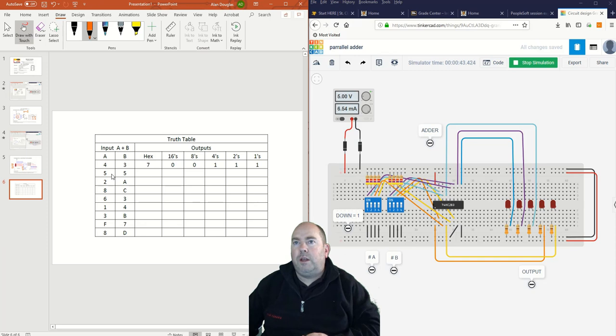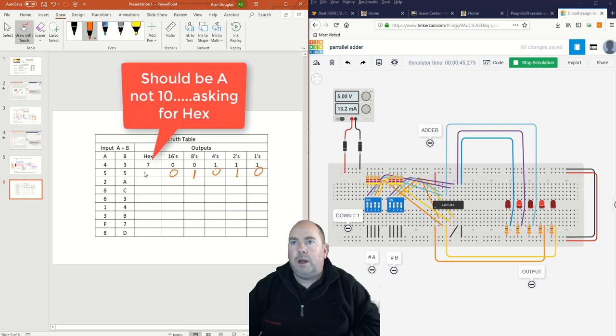We say that we are going to try 5 and 5. So 5 is this. That's basically 5 and 0. So 5 and 5 gives me this result here. That is 0, 1, 0, 1, 0, and that is indeed 10.